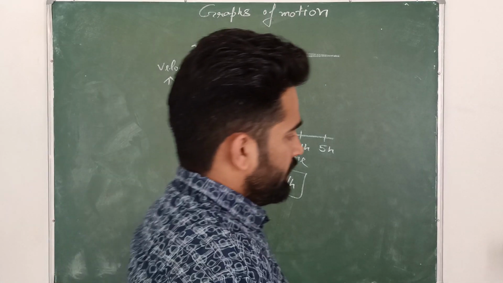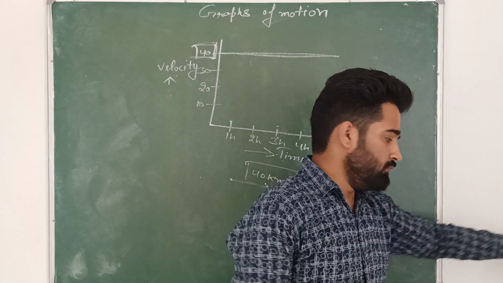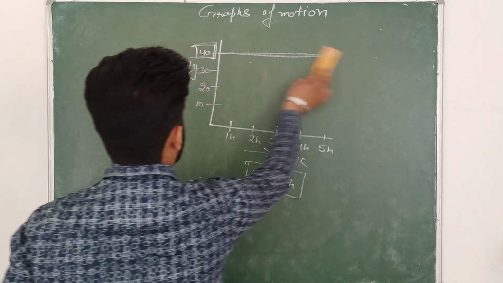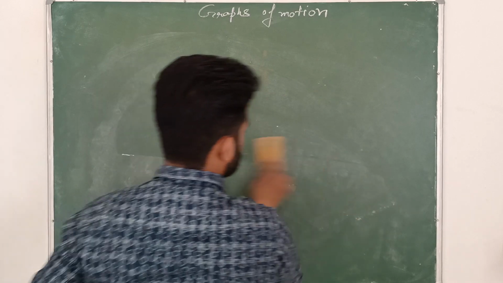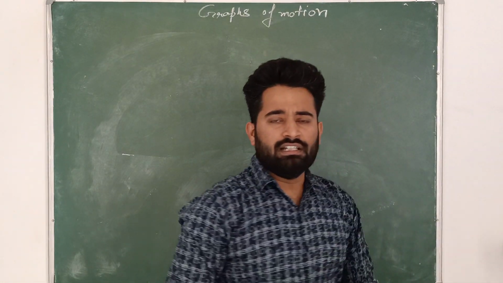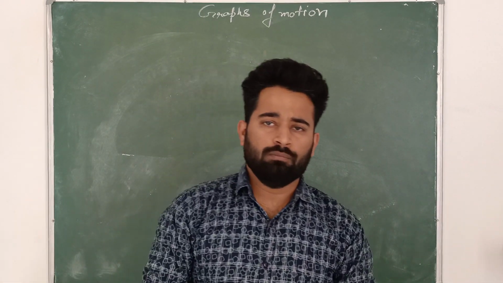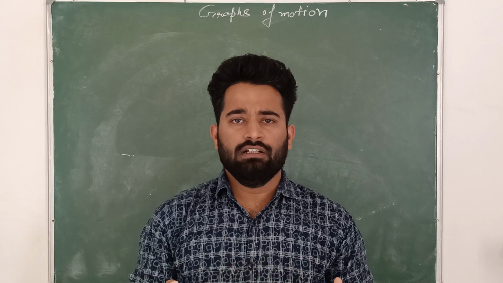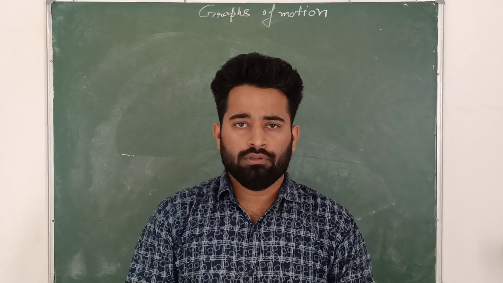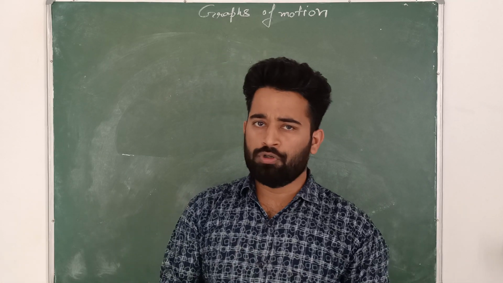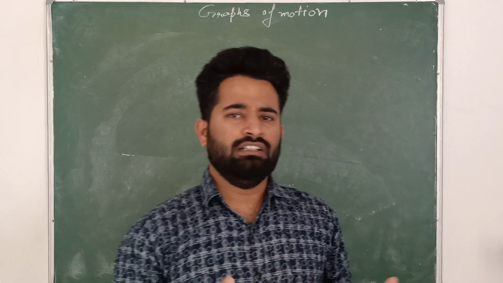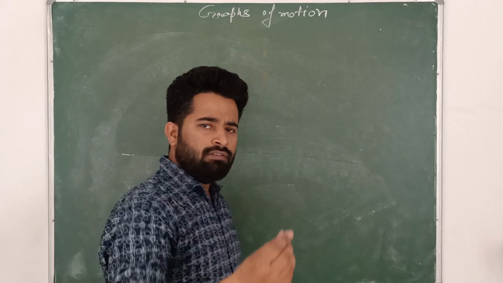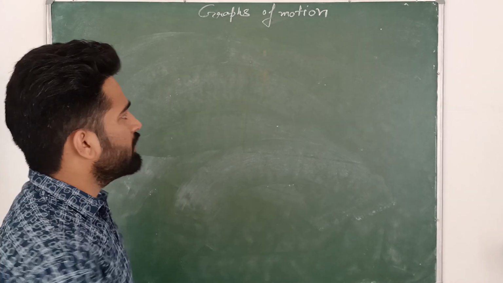Hello students, today we will discuss the graphs of motion. So how many types of graphs of motion are there? See here, first of all we will discuss the distance time graph. This is a topic of the motion chapter, that is graphical representation of motion. When it is a distance time graph, velocity time graph, these kinds of graphs we will discuss here. The first type of graph is the distance time graph.